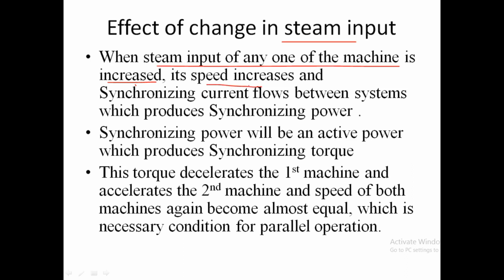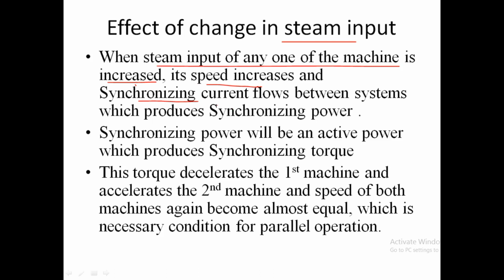So the speed increases, and when there is a difference in speed, whereas earlier the speed and frequency of both machines were equal, now the speed is increased, which means there is a synchronizing current again. If there is a difference in speed, this also we discussed in the last class.